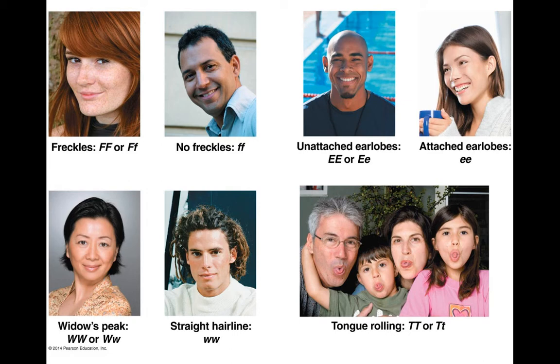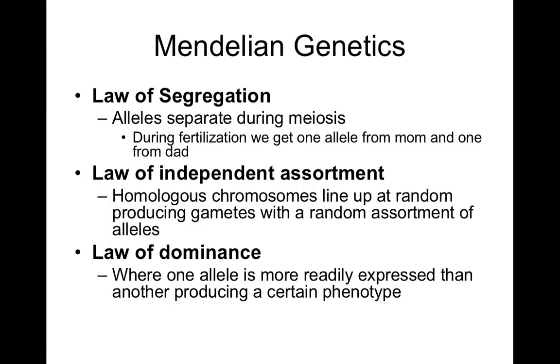So these traits look a little bit familiar because these are the ones that we talked about in lab last week. Freckles is skin pigmentation. No freckles is recessive. Freckles is dominant. Unattached earlobes is dominant. Attached earlobes is recessive. Down here, widow's peak is dominant, and a straight hairline is recessive. And then tongue rolling is dominant, whereas not being able to do that is a recessive trait.